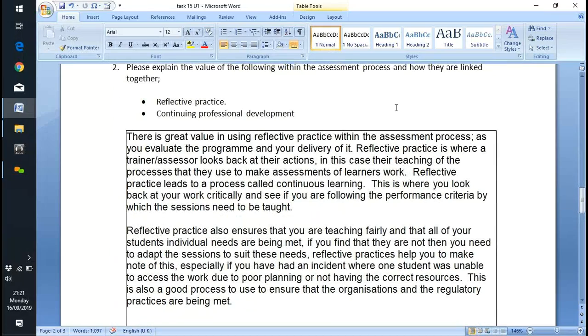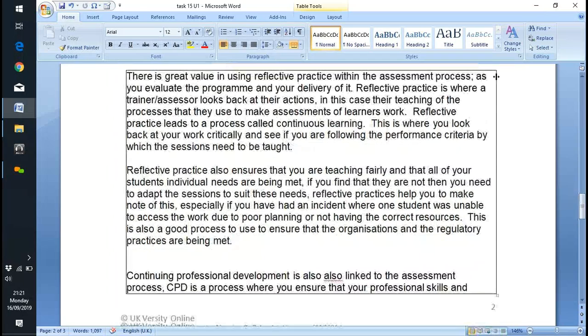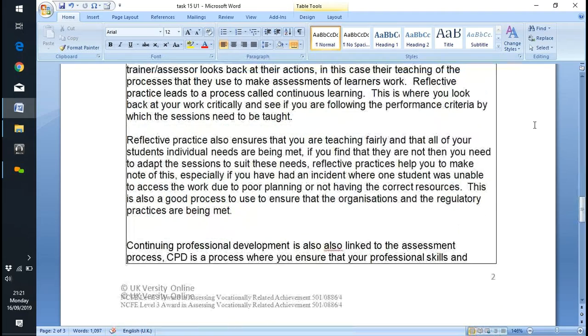The value of following the assessment process, and earlier linked together. Reflective practice, continuing lesson learning. Yeah, that's your CPD and your reflective practice, which we've covered on, I think it was Units 1 and 2 and I can't remember which others. On 3. Yes. In fact, 3 was probably the best example.